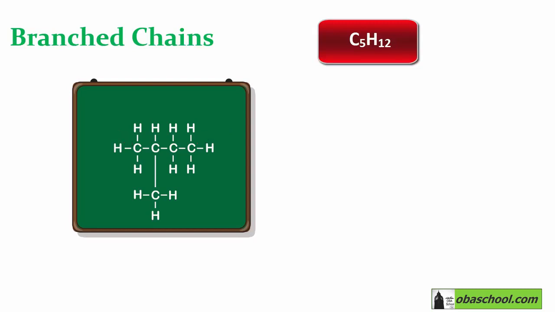However, those inner carbon atoms, so we have 2 of them, one of them is bonded to 2 hydrogen atoms and 2 carbon atoms, whereas this one is bonded to 3 carbon atoms and 1 hydrogen atom. So when one of the inner carbon atoms is bonded to only 1 hydrogen atom, we must know that this is a branched chain of alkanes.